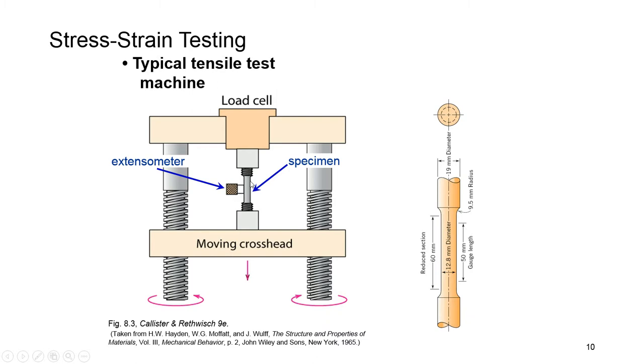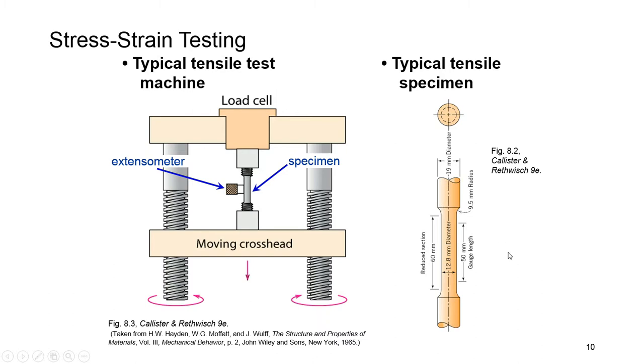Finding displacement divided by the initial value of the gauge length, the length of the tested area, gives us strain. Finding the value of load from the load cell and then dividing by the initial cross section provides the value of stress. Here a typical tensile specimen, which has a rounded cross section, is shown.